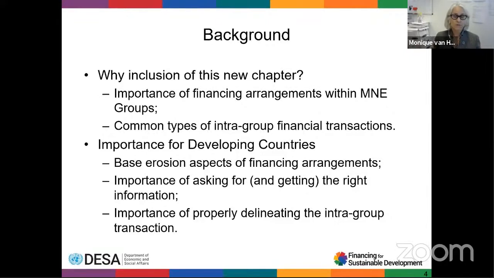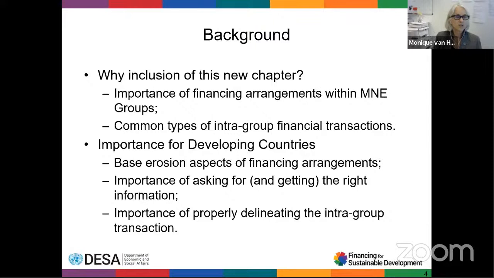However, they take place regularly. They also have a base eroding aspect. Interest tends to be deductible. So it is really important to make sure that these transactions, just like everything else intercompany, qualify as being at arm's length. So I think the most important thing of this chapter is that it should be important for anyone looking at intercompany financial transactions to get it right.